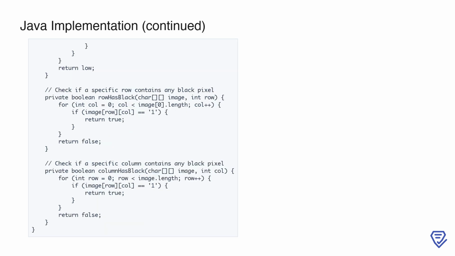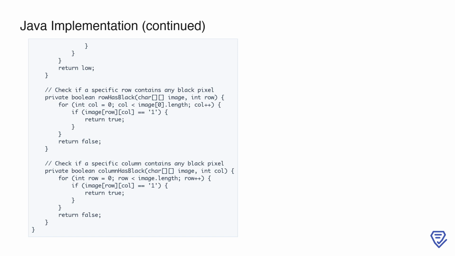The binary search method is designed to find the boundaries of the rectangle efficiently. It takes in the range to search, a predicate function to check for black pixels, and a Boolean flag findMin to indicate whether we're searching for the minimum or maximum boundary. The method adjusts the search range based on the predicate's result.